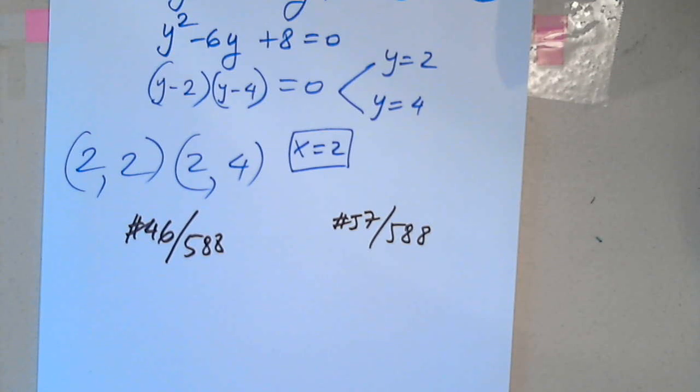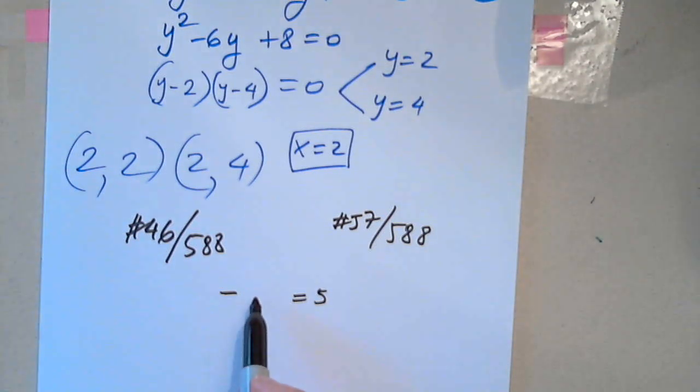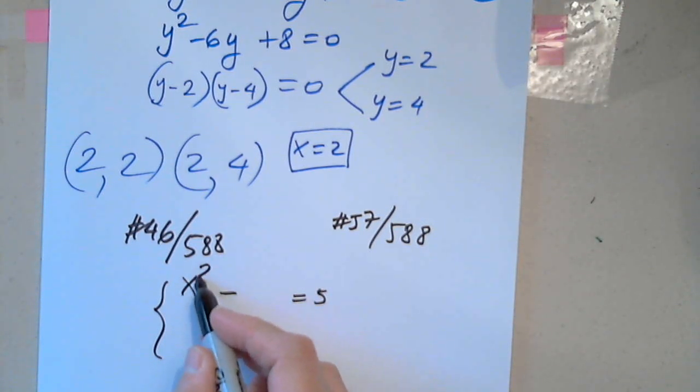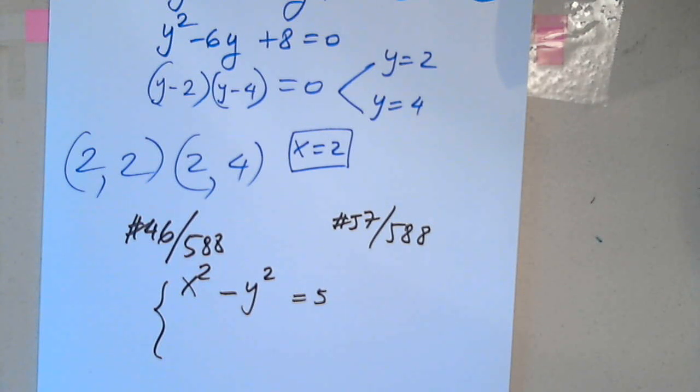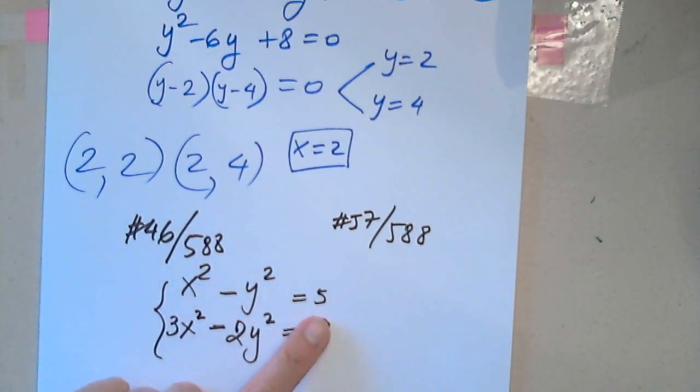The difference between the squares of two numbers is 5. So what should I write? X squared minus y squared. Sure. Thank you. Twice the square of the second number subtracted from 3 times the square of the first equals 19. Let's read and make sure we came up with the correct equations. The difference between the squares of two numbers is 5.